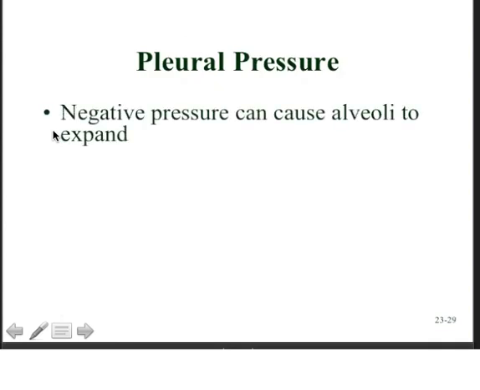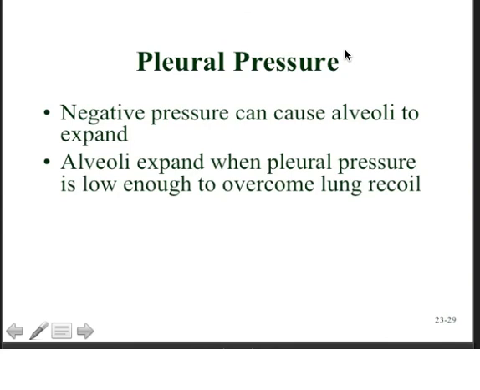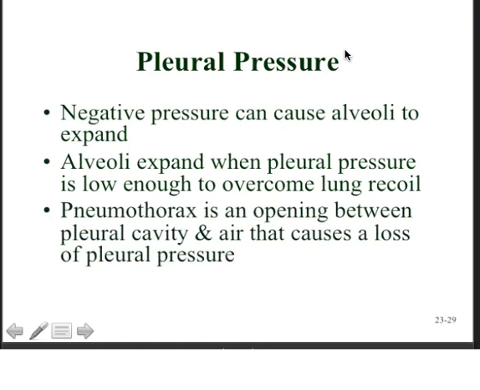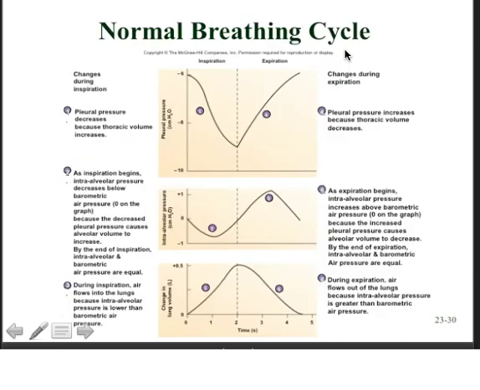Pleural pressure is essentially negative pressure that can let the alveoli expand. When the pleural pressure is low enough to overcome lung recoil, they can open up, they can increase in volume. Pneumothorax is an opening between the pleural cavity and the air that causes a loss of pleural pressure, causes the lungs to collapse. Normal breathing cycle shown here.